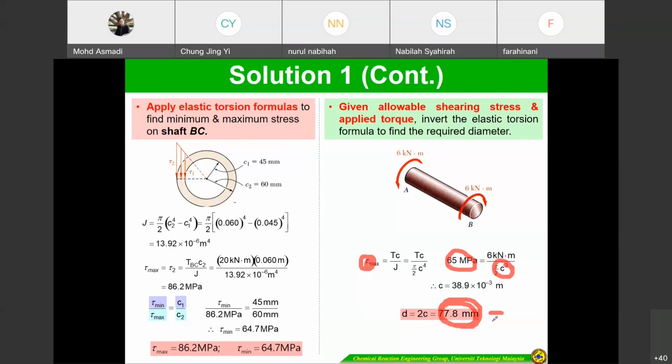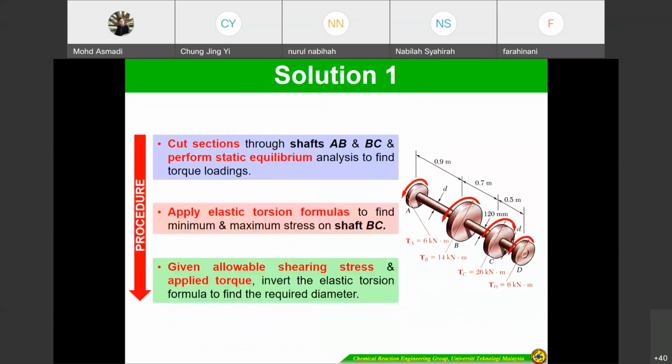Actually, the diameter for shafts AB and CD is the same, because if you look here, left and right, the force given is the same: 6 kilonewton and also 6 kilonewton.